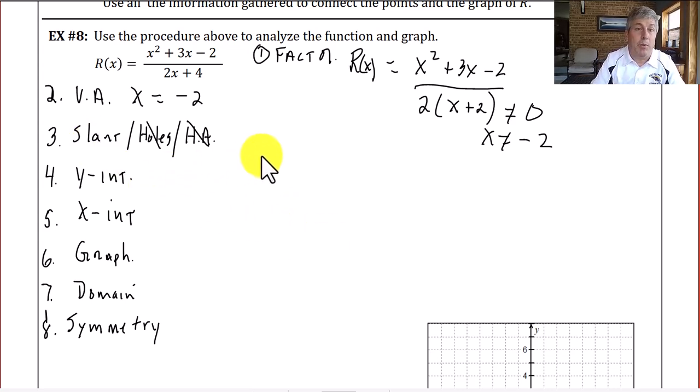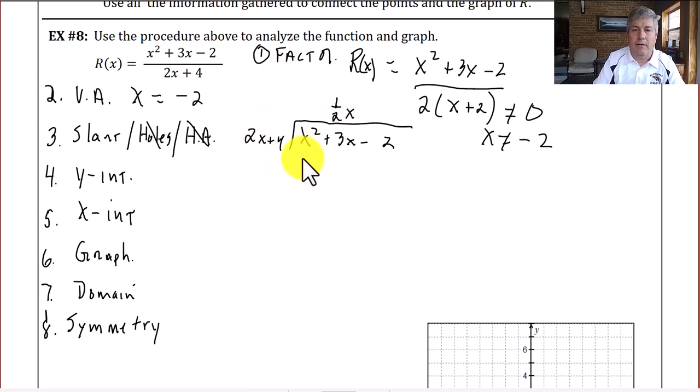So we can probably find that slant asymptote right away. We'll do a little long division. 2x plus 4 is our divisor. x squared plus 3x minus 2, so a little long division here. How many times does 2x go into x squared? Well, that's going to be 1/2 x. As I multiply back, I get x squared plus 2x.